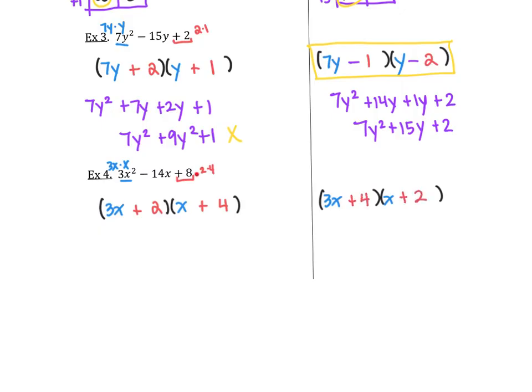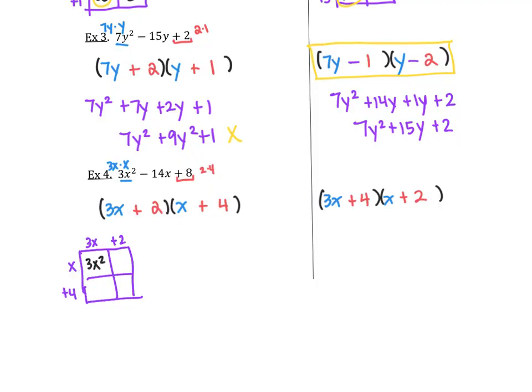Okay. If 2 and 4 don't work and 4 and 2 don't work, I could also try 8 times 1 or 1 times 8. Hopefully one of these works, but if not, I'm going to have to do a third guess. Okay, I'm going to box this time because I'm trying to alternate between the visual learners and the algebraic learners. So 3x plus 2, x plus 4. 3x times x, 3x to the second.